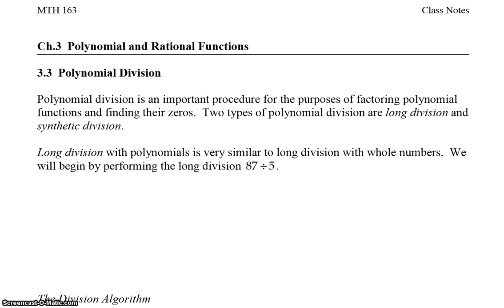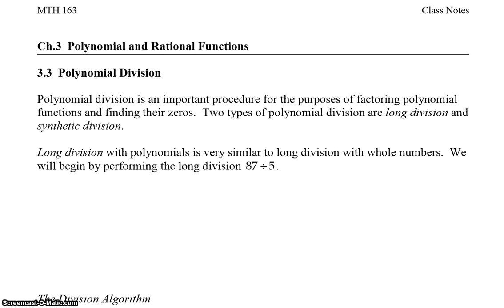Long division with polynomials is very similar to what we do with whole numbers. So we're going to illustrate this just with a very simple example, and this is not done to insult your intelligence, but to show you the connection between what you already know about long division with whole numbers and how long division with polynomials works.